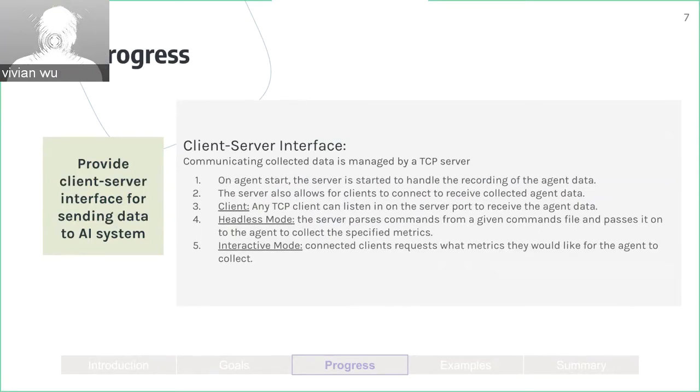There are two modes for this, as I briefly mentioned earlier: the headless mode and the interactive mode. The headless mode will take in a commands file and pass it into the agent to collect whatever metrics and configurations that we're requesting. Whereas the interactive mode is done live, and so the connected clients will request what metrics they want for the agent to collect.